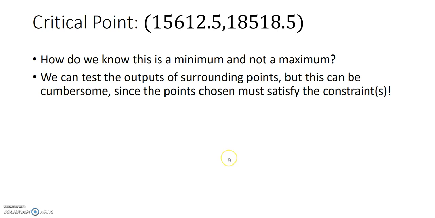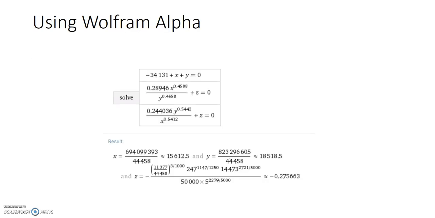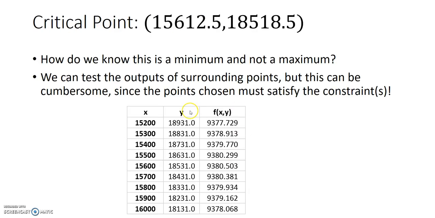If I figure out what the output is at each of these points, that's the total production I get. And the highest I see here is 9,380.503. Now that's 9,380,503 vehicles that could be produced under those conditions. Well, that's pretty close to our constraint.